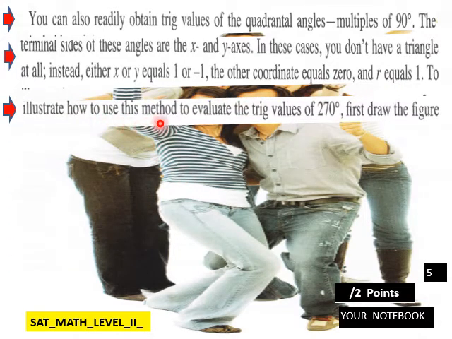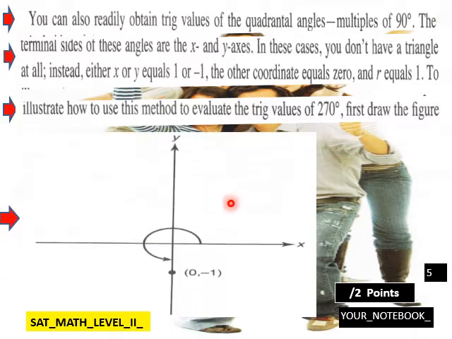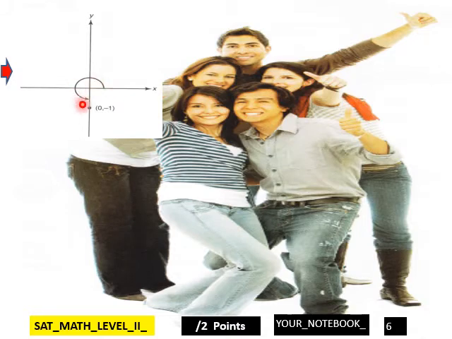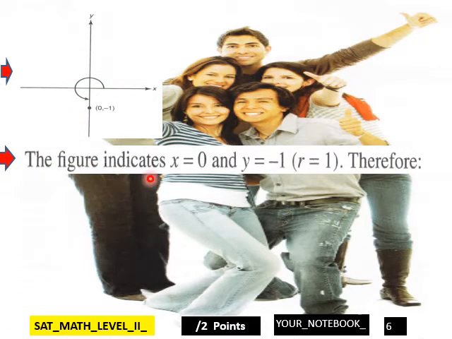To illustrate how to use this method to evaluate the trig values of 270, first draw the figure. Here's your 270 degree angle, at (0, negative 1). And then the figure indicates that x equals 0, then y equals negative 1 down here. Therefore, since 270 equals negative 1 over 1, the value is negative 1 there.